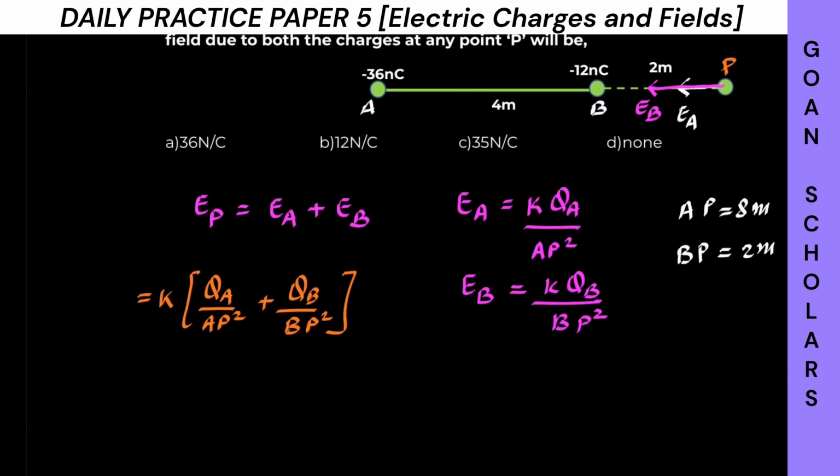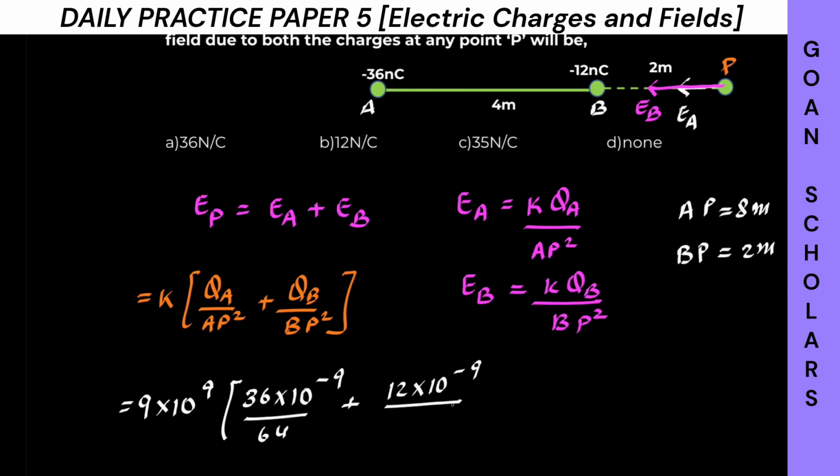Let's substitute the values now. So what is our first K? K is 9 into 10 to the power 9. Charge on A is minus 36. Will you take the negative sign? No. We have already considered the negative sign in the arrows over here. If it was positive, the arrow would be different. So negative, don't consider again. 36 into 10 raised to minus 9. What's the AP? AP is 8 meters, so 64. Plus QB. What's our QB? QB here is charge on B, which is 12 nanocoulombs. And what's the separation BP? 2 meters. So 2 square is 4.